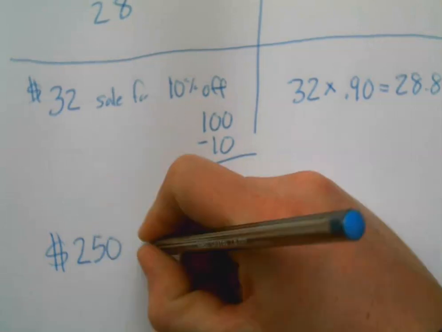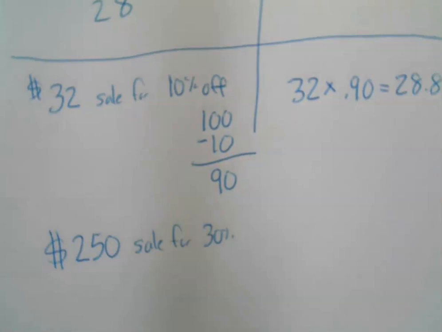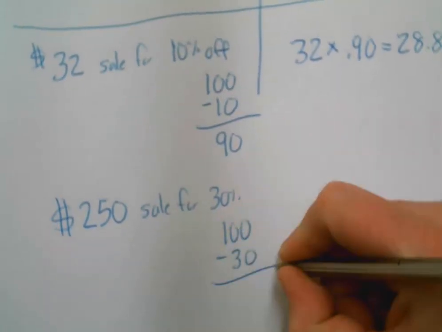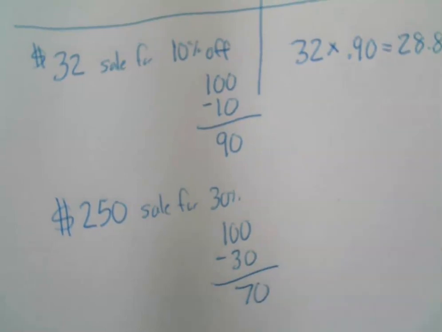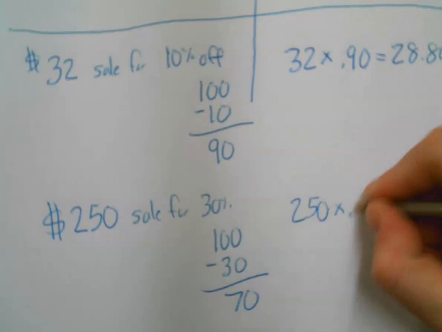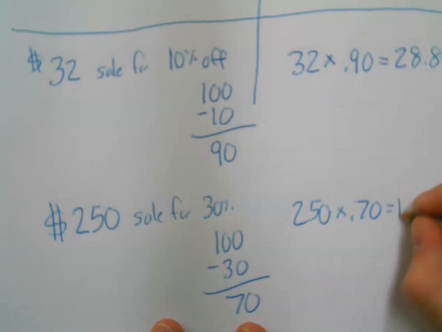Okay. If I have a $250 item on sale for 30% off, if it's 30% off, I only actually have to pay 70%. So I could say 250 times 0.70. 250 times 0.70 is 175. And that will always work.